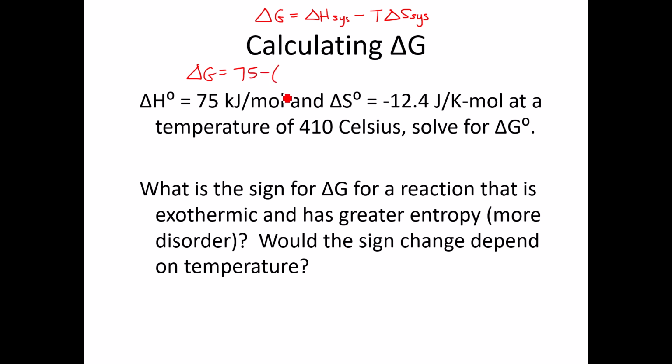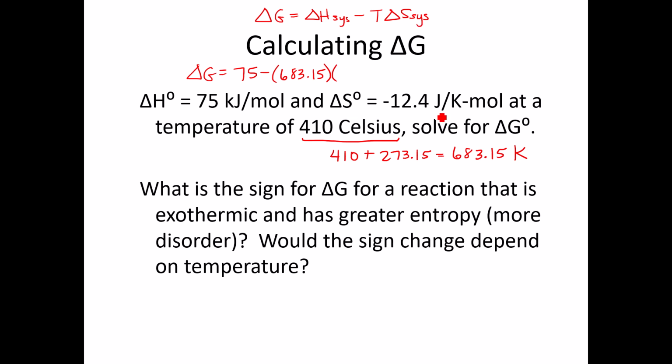minus my temperature, I have 410 Celsius, but we remember we need to have Kelvin, so we're going to add 273.15 to get our new temperature, 683.15 Kelvin. And then we're going to multiply by the delta S.